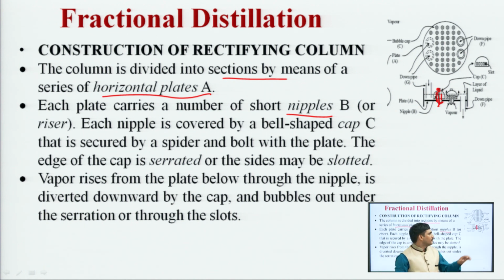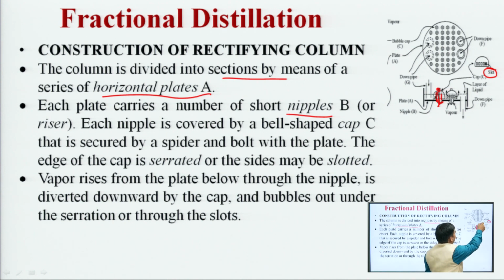The edge of the cap is serrated, or we can say that there are slots present in the cap. Through these slots vapors are coming out. So, vapor rises from the plate below through the nipple and is diverted downward. So, vapor is entering through this nipple.